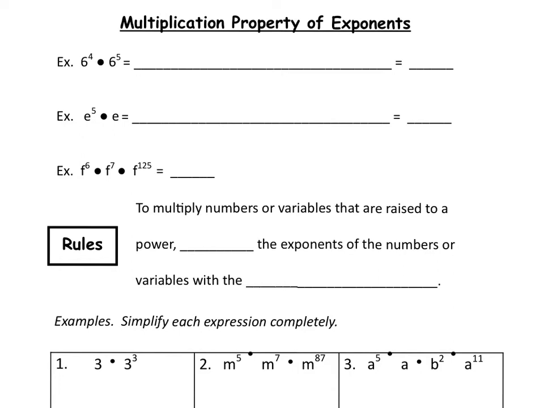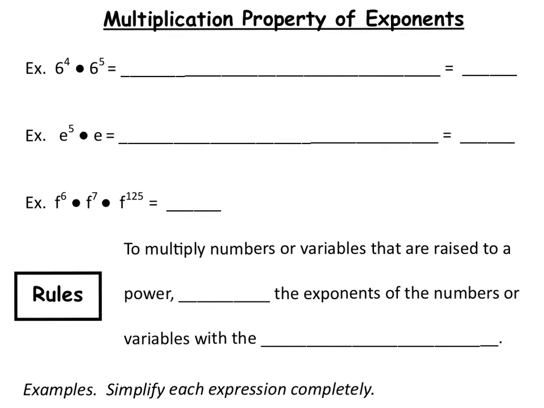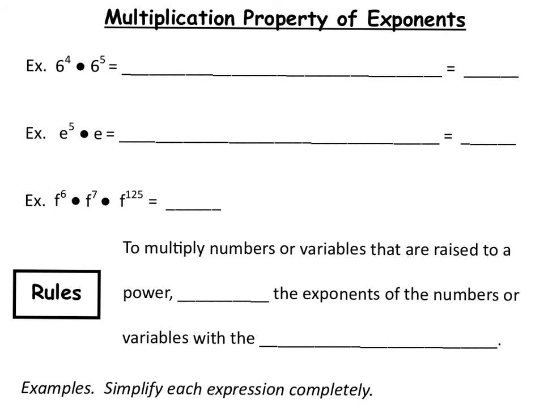Now we're going to look at what's the rule regarding the multiplication property of exponents. So we have 3 examples, and through these 3 examples, hopefully the rule becomes pretty obvious and apparent. The first example says, what's 6 to the 4th times 6 to the 5th?